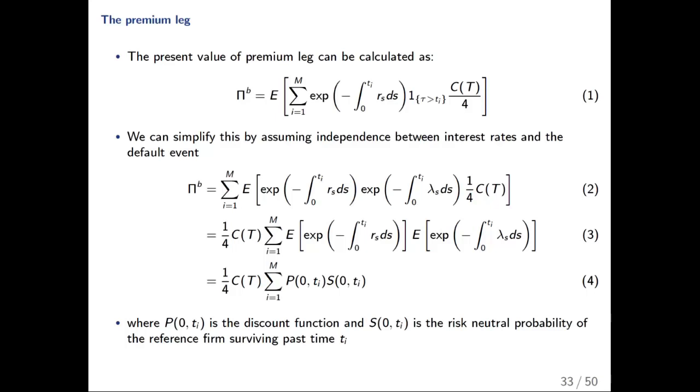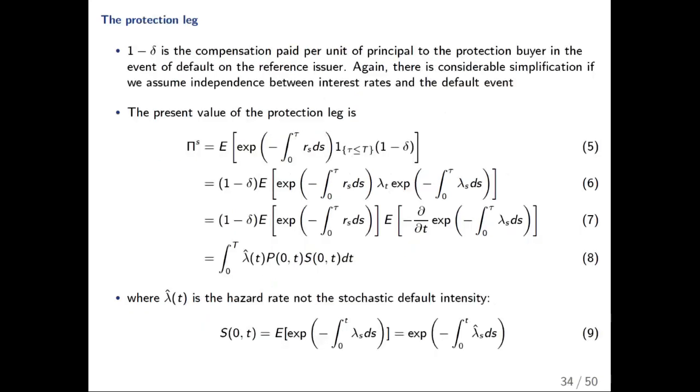We're going to take this one step further. So this is going to be the value of the buying leg: the discounted value of the survival probabilities summed over all payment dates. So this S(0,T) is the risk neutral probability of the firm surviving between 0 and T, and this is the discount rate between 0 and T.